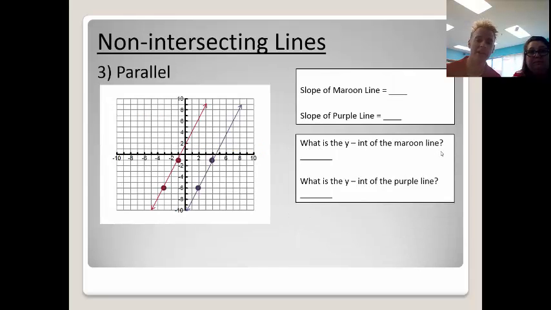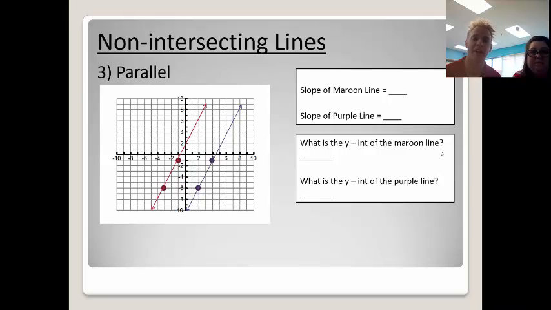We've got one more relationship to look at, and that's in our non-intersecting lines category, and that's our parallel lines. There are other relationships that non-intersecting lines can have, but the only one we're going to focus on here is parallel. We'll get to those later in geometry. But let's do the same thing. Let's have you find the slopes and the y-intercepts of each of these lines.